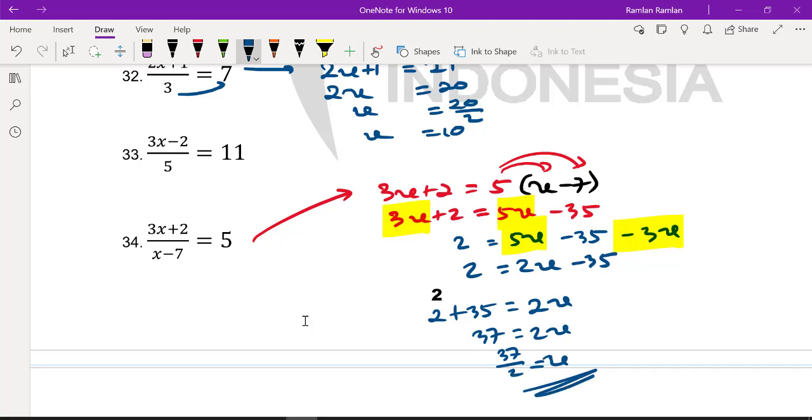So again, it doesn't matter where the variable is, as long as it's alone on one side of the equal sign, and the other side of the equal sign is a value in the simplest form. Okay.